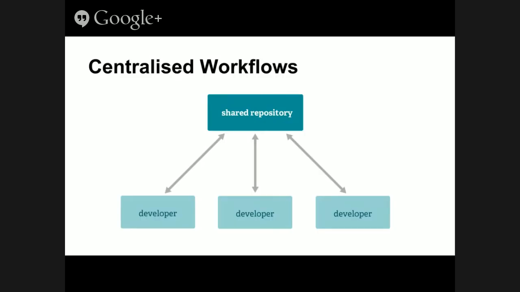So a centralized workflow looks something like that. There's a shared repository which might have access control rights around it, and it has all the code, the history, and all the commit logs. And a developer can push and pull between the central repository. So in traditional terms, that'd be checking in and checking out code.